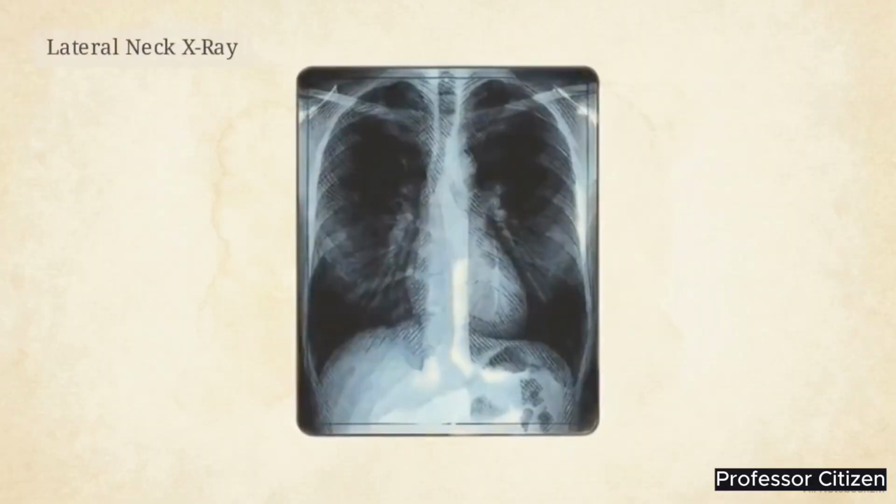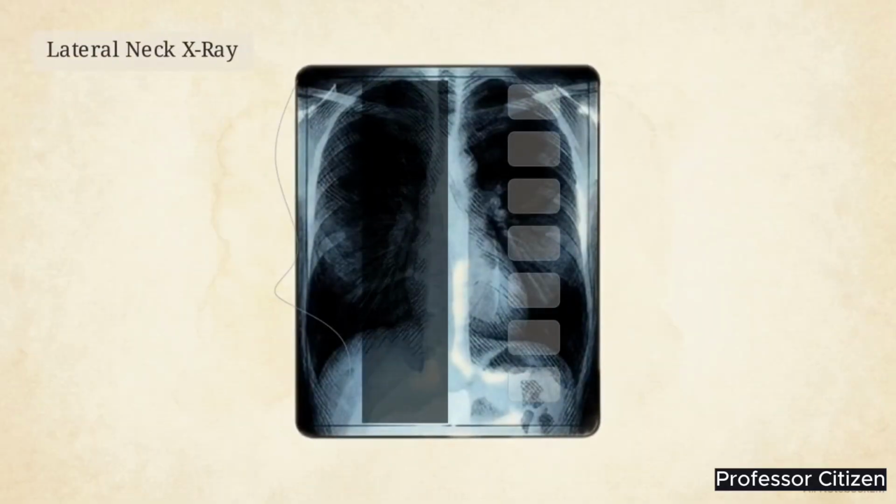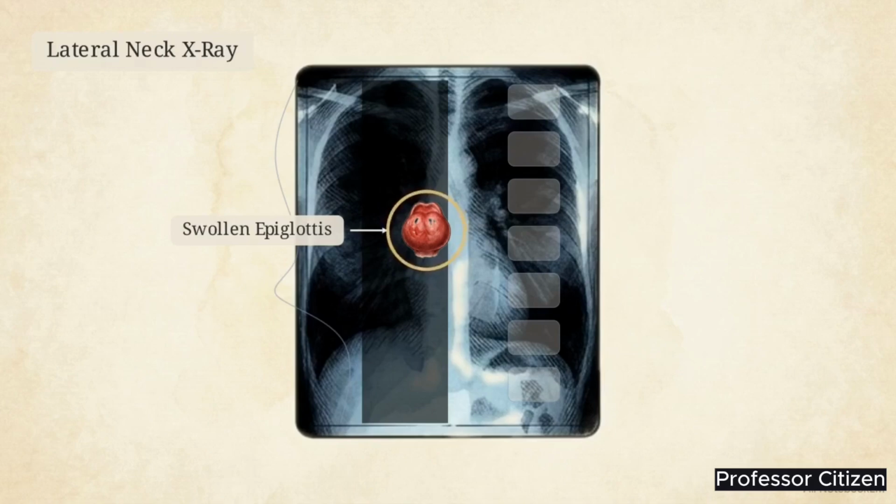The safest initial imaging route is a lateral neck X-ray. We look for gross anatomical abnormalities without physically touching the airway. Notice the pulsing outline tracing the enlarged epiglottis. This is the classic thumb sign, the definitive radiographic indicator of a dangerously swollen epiglottis.